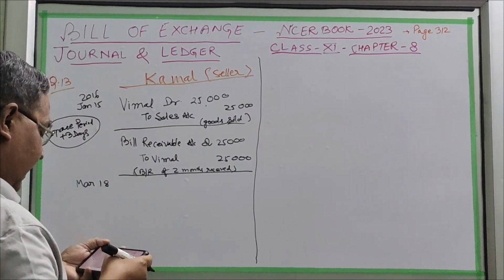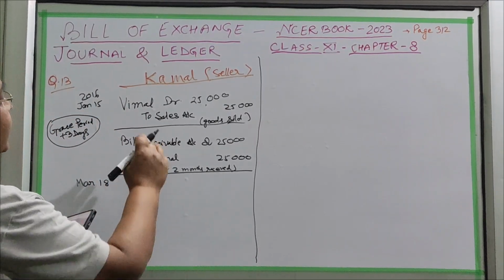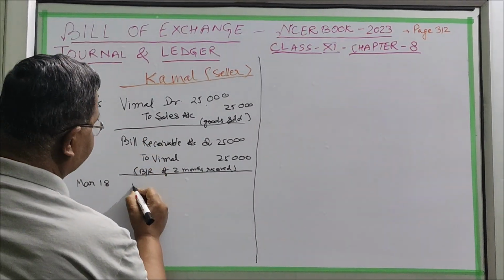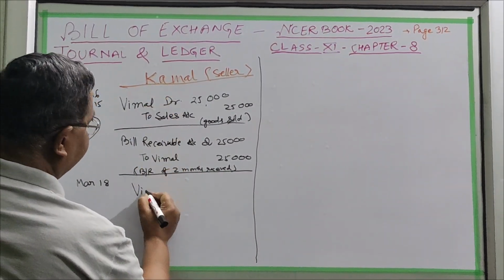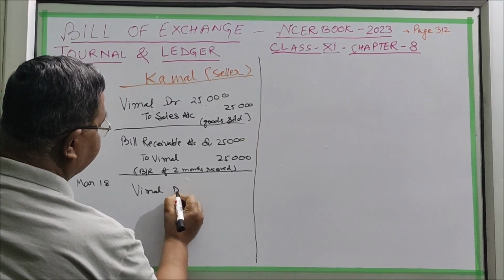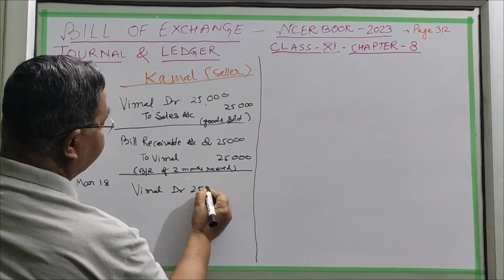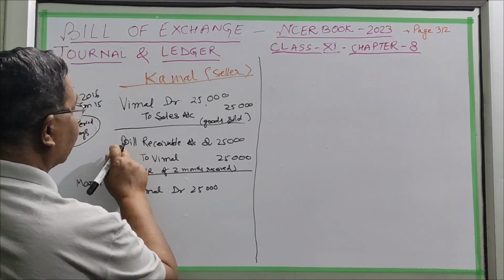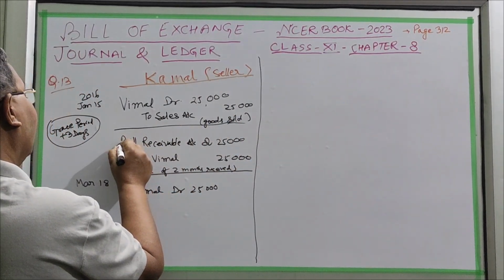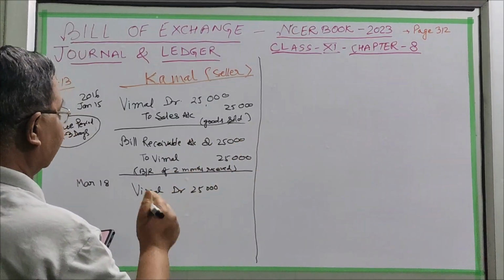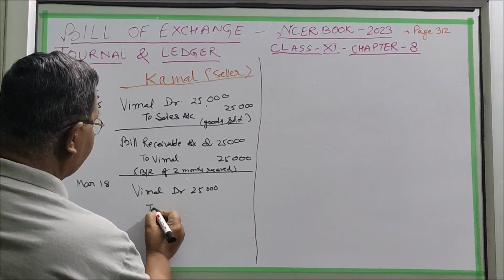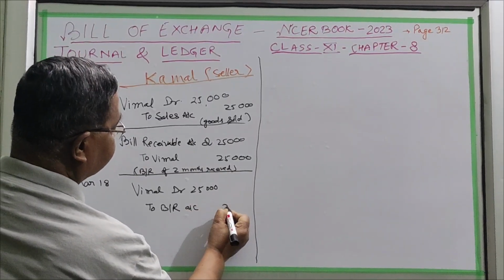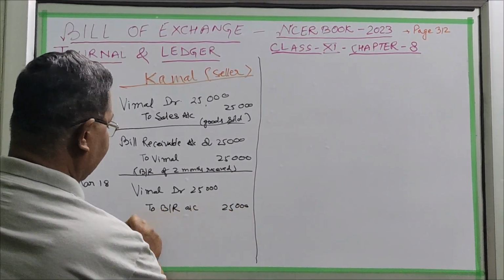So on the 18th, the bill was due, and he did not pay. Vimal had to pay, but Vimal did not pay. So what will he do? Vimal again became a debtor, so Vimal debit. He again became a debtor. To bill receivable, because when we send this bill, only then he will give me money. So to BR, bill receivable account 25,000. In this way this entry goes.